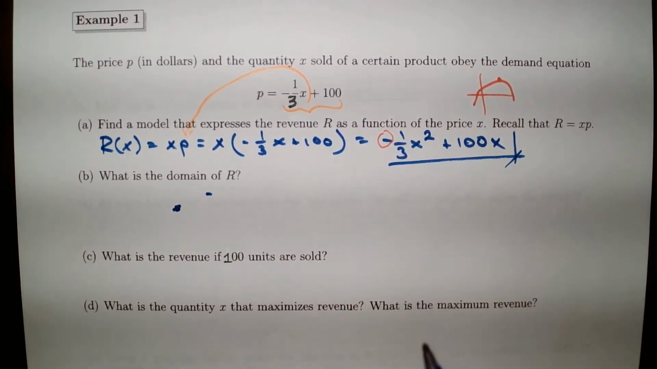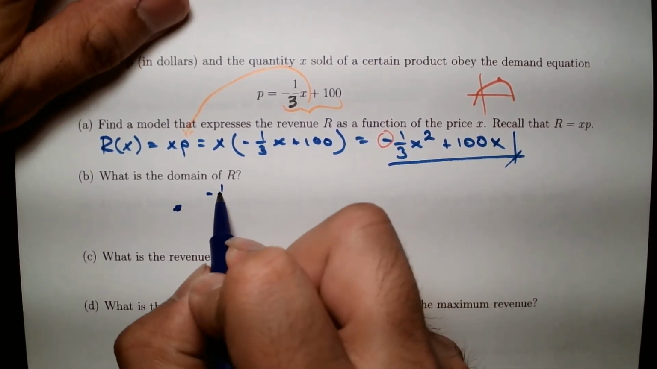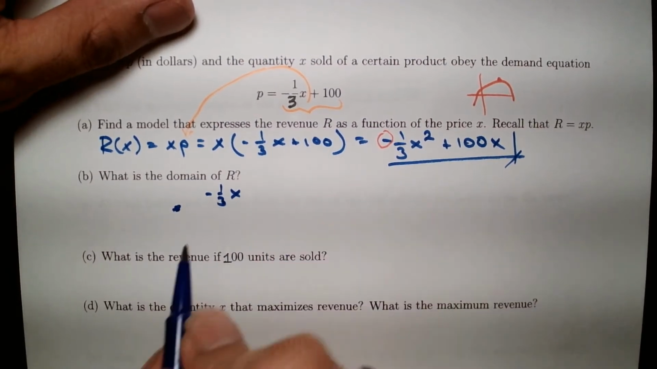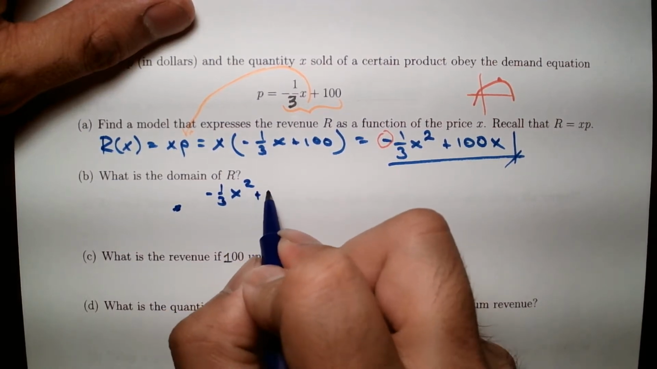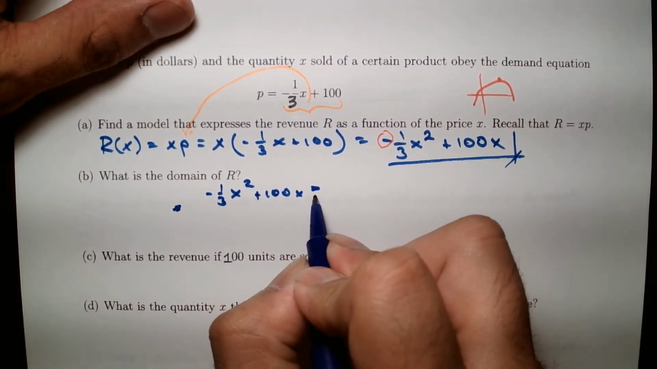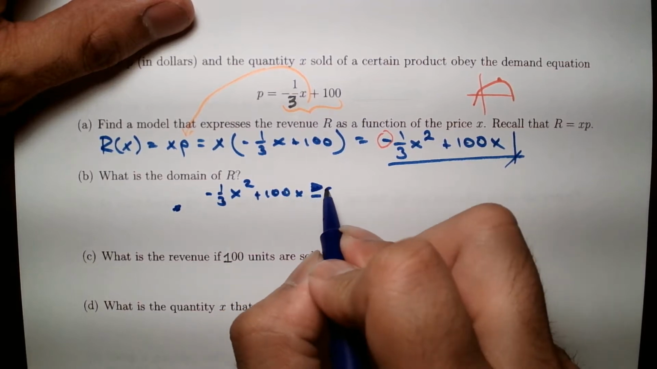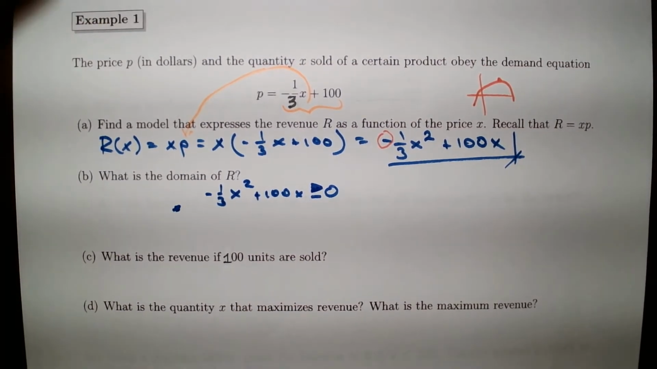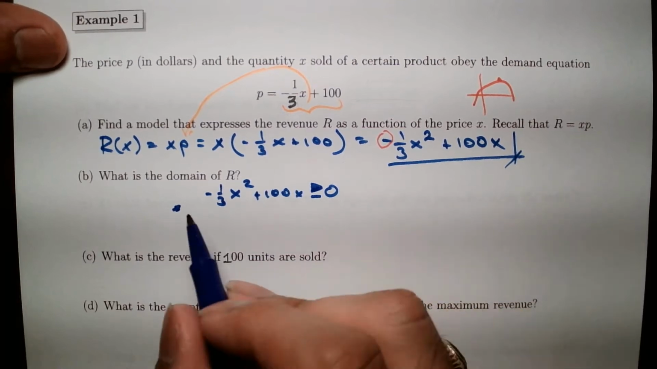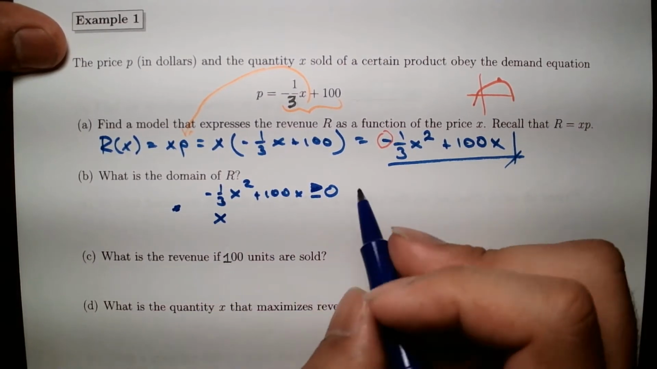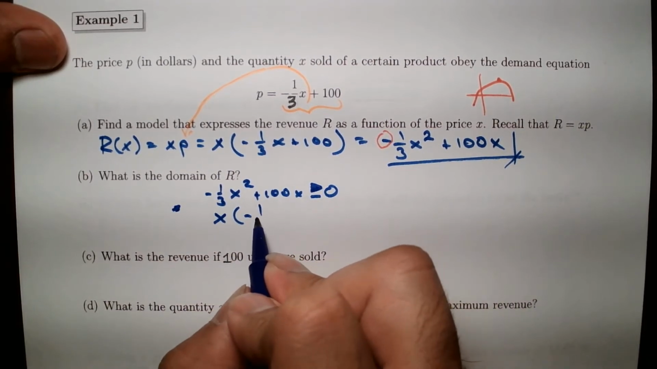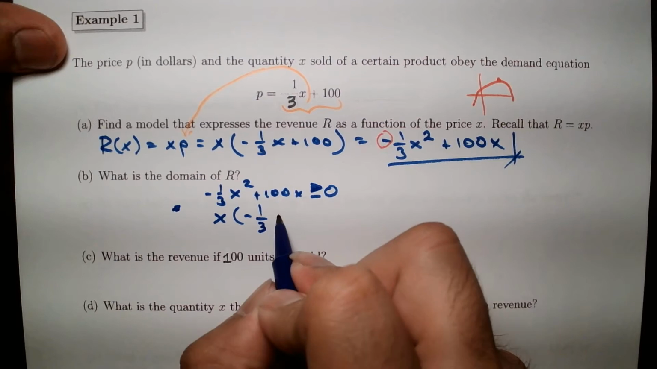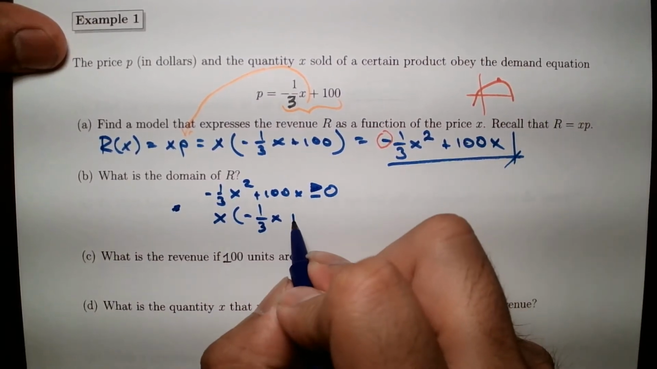So what we're going to do here is take negative 1/3 x squared plus 100x, and we want to make this greater than or equal to 0. So we want to solve this inequality. You might want to do the following: let's factor out x. That's basically going to take us back to our original price function.